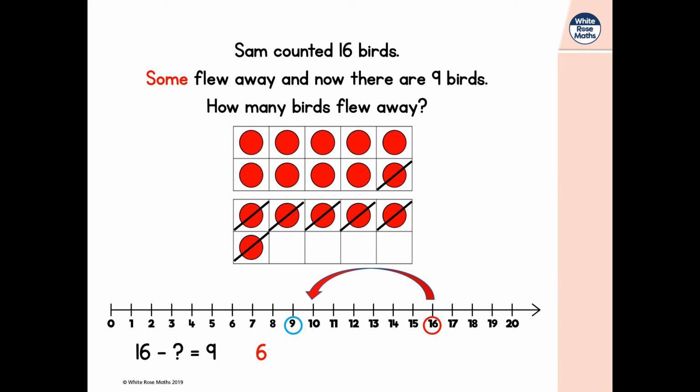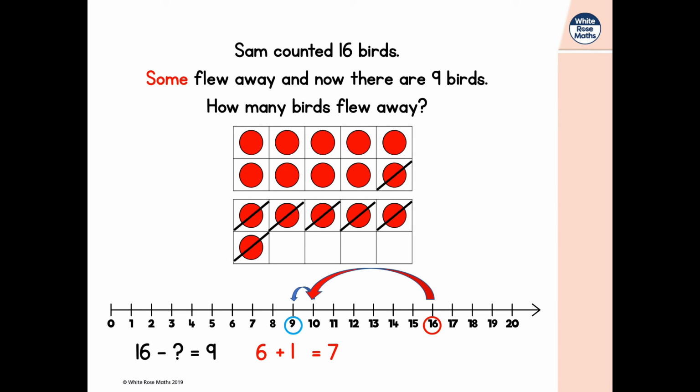We need to remove one more red counter, which means we need to make one more jump on our number line. We can see here that the red arrow is 6, and one more blue arrow would tell us the difference, or the distance between 16 and 9. So we have one jump of 6 plus one more jump. And 6 plus 1 equals 7.